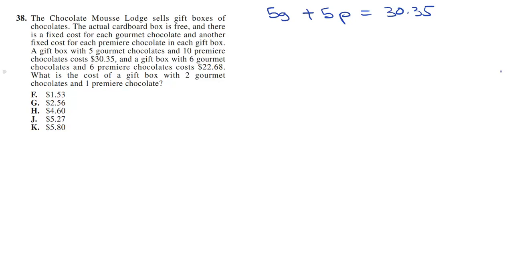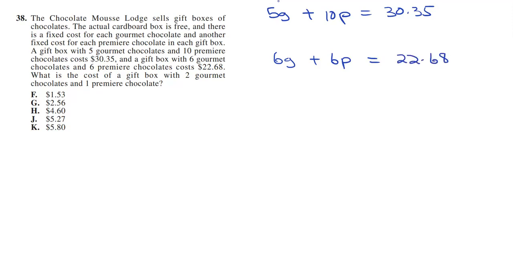And a gift box with 6 gourmet chocolates and 6 premier chocolates costs $22.68. Actually, we have 10 premier in the first one, so let's make sure we're right here. So we have 10 premier. 6 gourmet plus 6 premier is equal to $22.68.